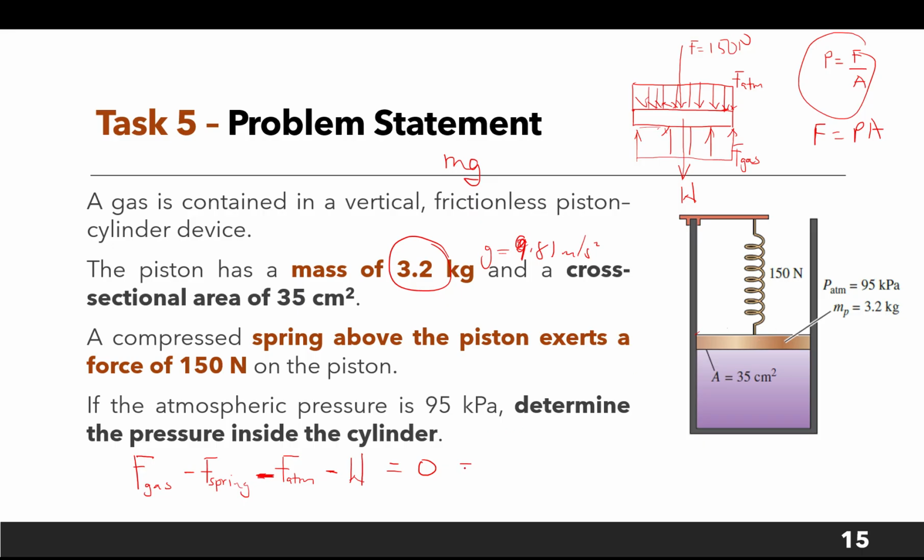So I can rewrite this equation as P_G of gas times area, which is constant, area of piston, okay, minus, for the spring is just there, so we have 150 newtons, all right, minus P_ATM times A_P, okay, minus mg, should be 0. So since I'm looking for the pressure within the tank, we are looking at the P_G.